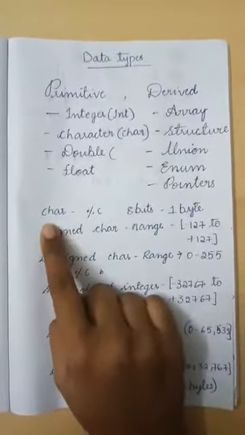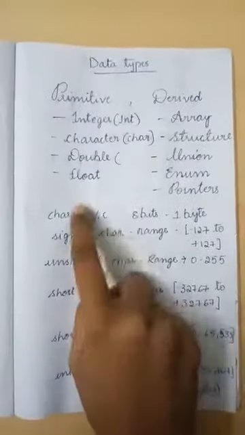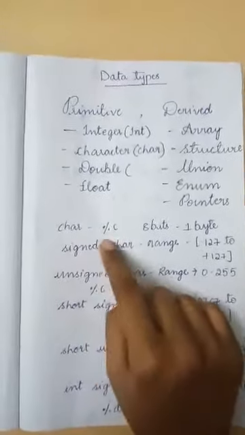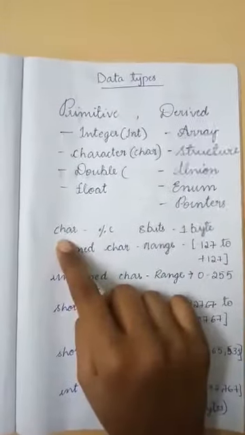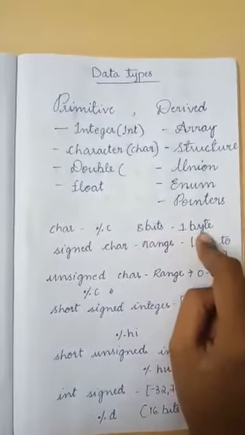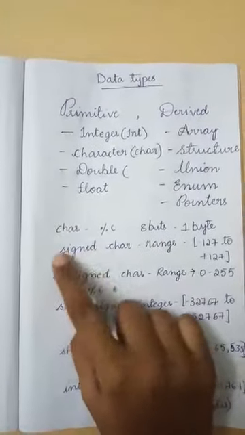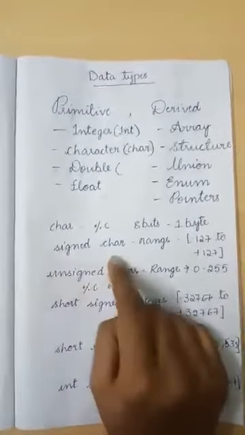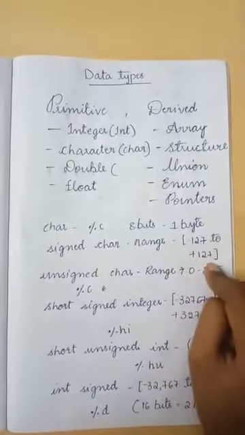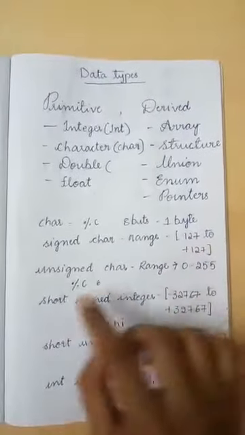First one is character. For character, %c is the specifier. Using this, we'll declare the characters. The storage of a character is 8 bits, which is equal to 1 byte. And we have two types of characters, signed and unsigned. The signed range is -127 to +127, that is, it stores values between these two limits.